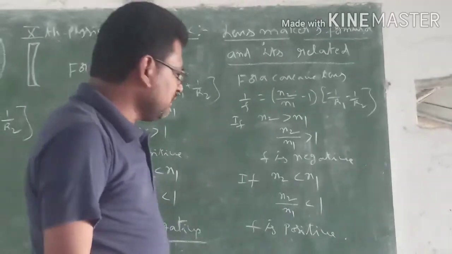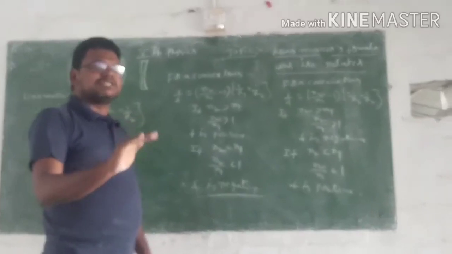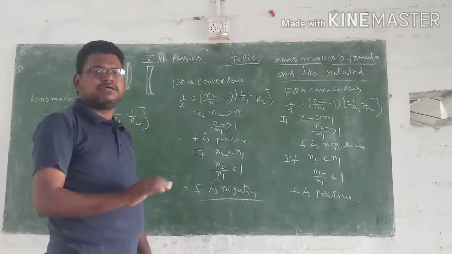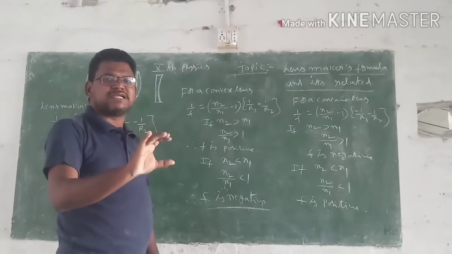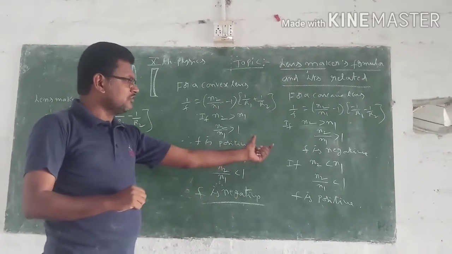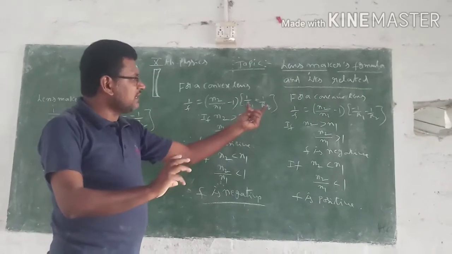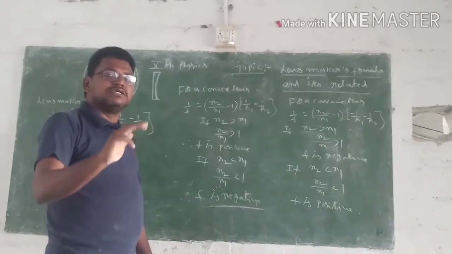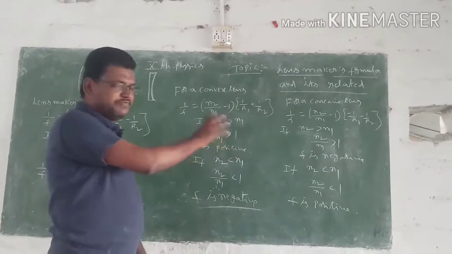So when the refractive index of the medium is greater than the refractive index of the lens, the converging lens acts as a diverging lens and the diverging lens acts as a converging lens. So this is very important. Here I tried to show how a convex lens acts as a negative lens and a concave lens acts as a positive lens when the refractive index of the medium is greater than the refractive index of the lens. So this is very important.